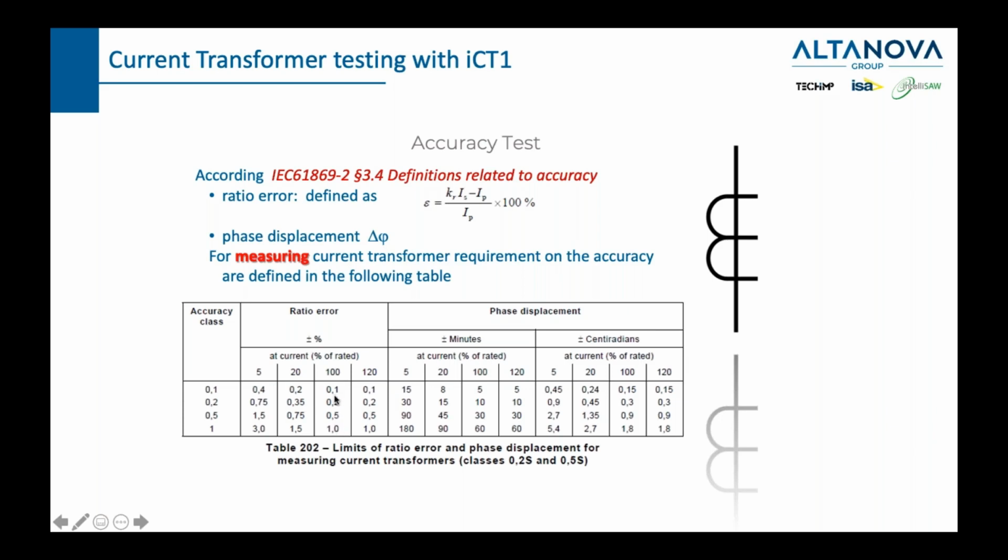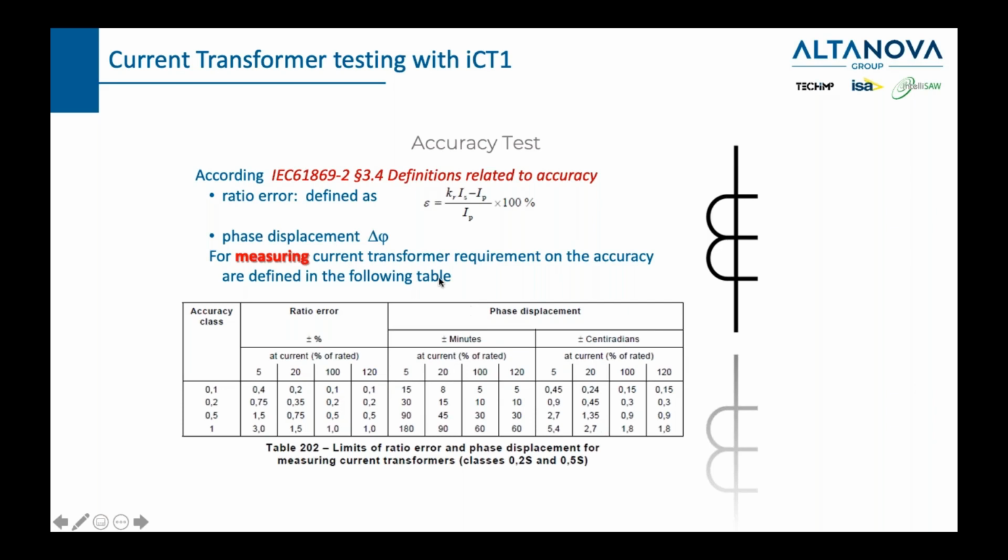So 100% should have the same accuracies, but 5% shouldn't have those accuracies. We can see that they're different. So for example, for 1% accuracy, when you generate 5%, you can have 3% difference, but that's what is accepted. Apart from ratio, we also need to evaluate the phase displacement, so we can also see what are the maximum errors in minutes and centiradians.